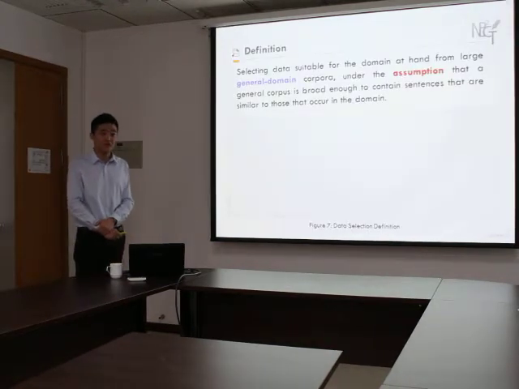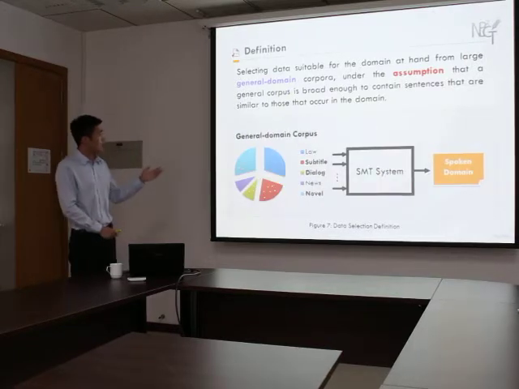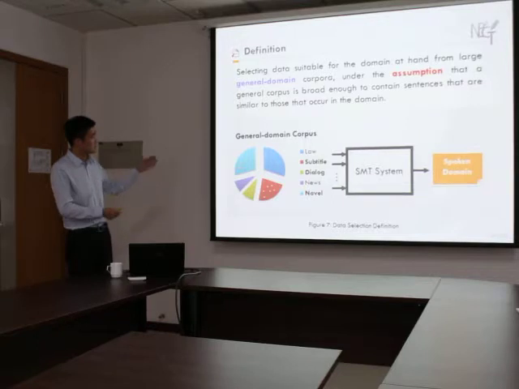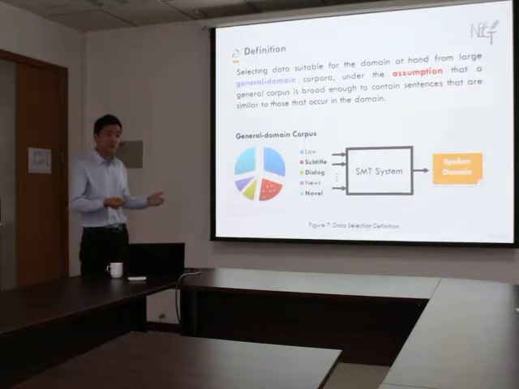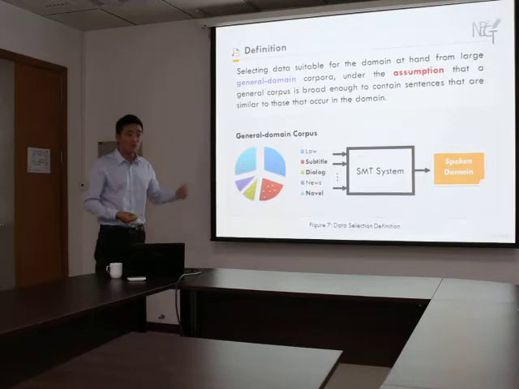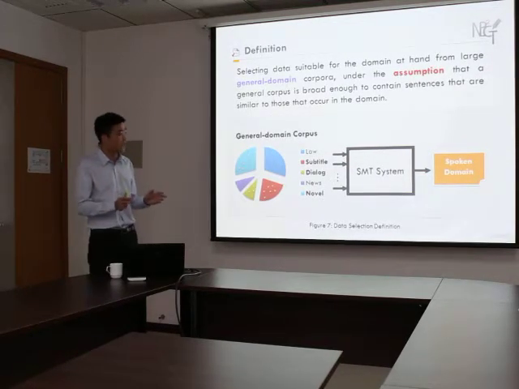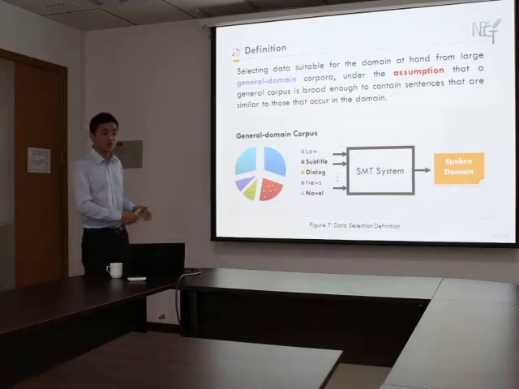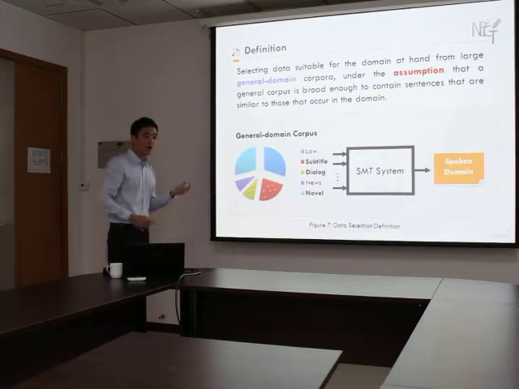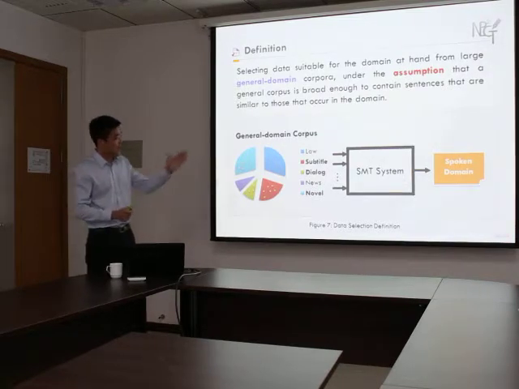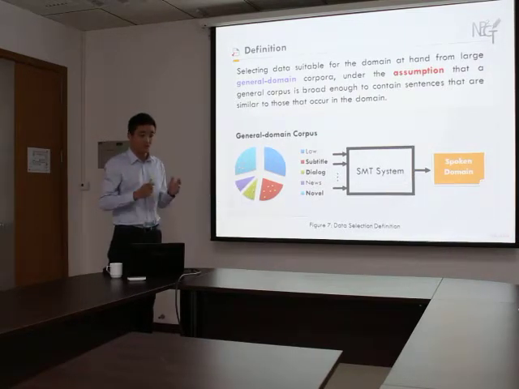What is the definition? We have a very large and broad general domain corpus. The sentences in this corpus may come from different domains, for example, the law, the subtitle, or news, or novel. But we only want to translate spoken domain text. So instead of using the whole data, we only want to select a small piece of the relevant data to train our SMT system and do this task.